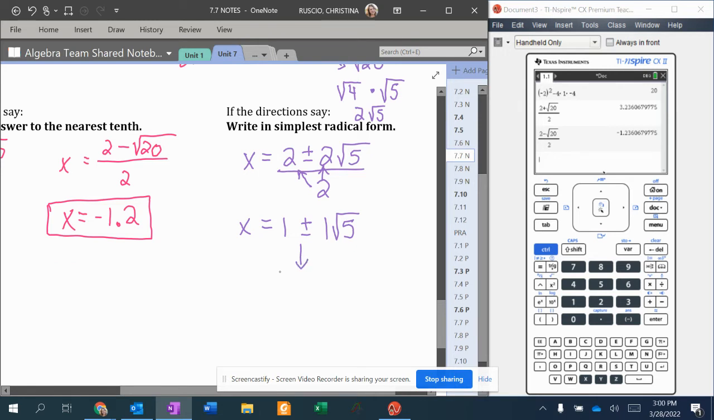Remember, this means that there's two answers. You don't have to write it like this, but I like to point it out because I think it's confusing for some people if I don't. So this means that x could either equal 1 plus the square root of 5 or 1 minus the square root of 5. So I like to list them out separately.